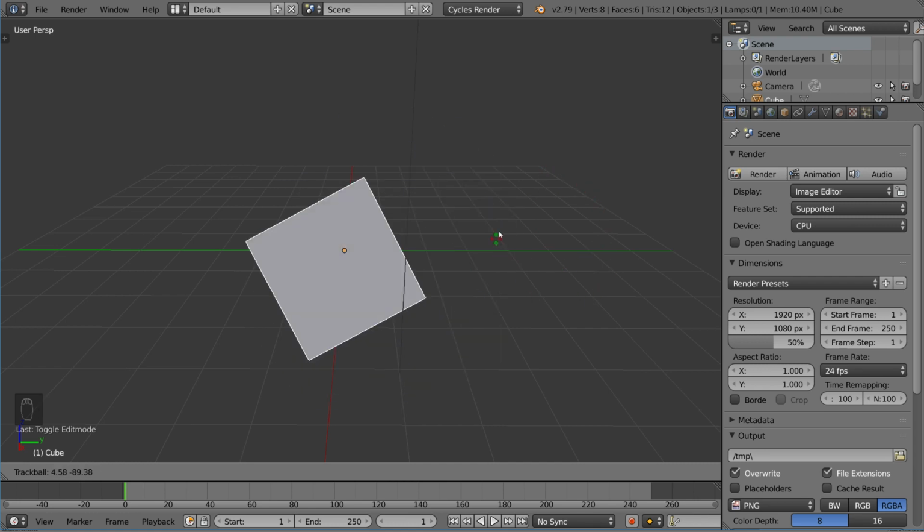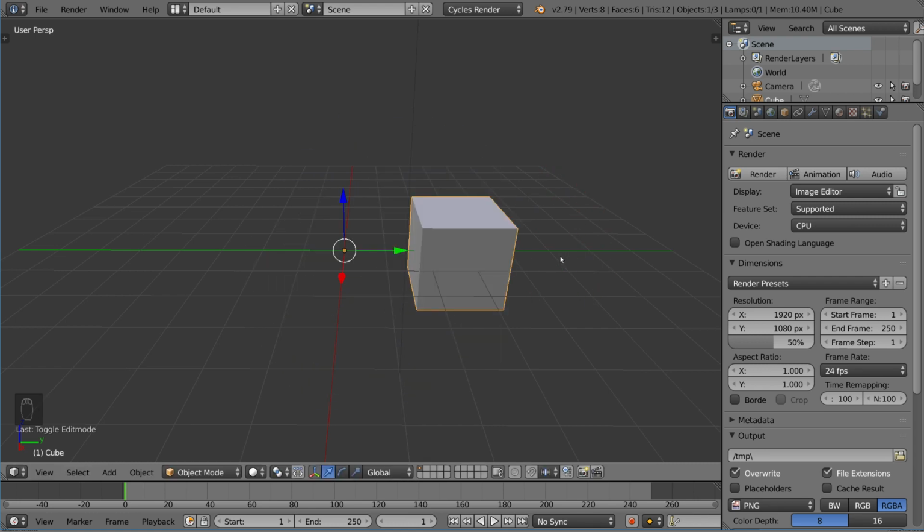So what you want to do is be mindful of these origin points and know that origin points basically drive a lot of fundamental deformations for rigging. So keep that in mind. We're going to go more into it in the next videos, but this is the introduction to rigging in Blender.